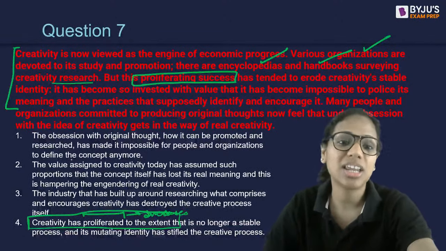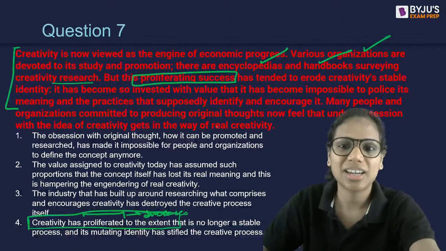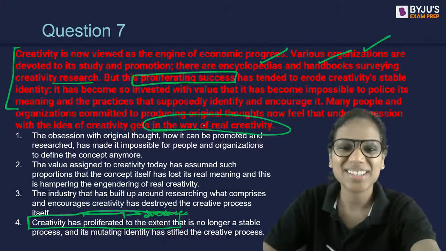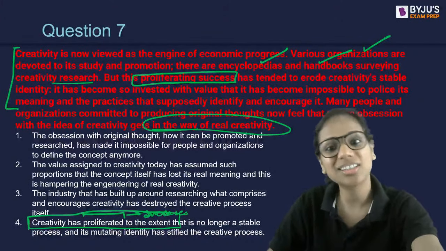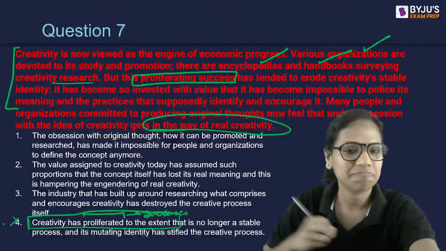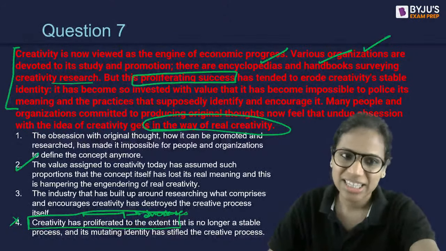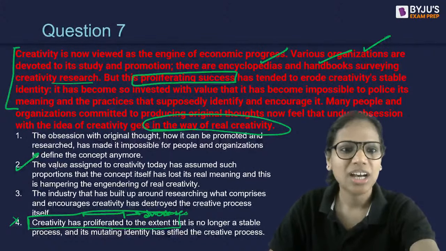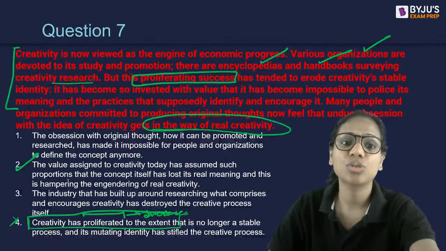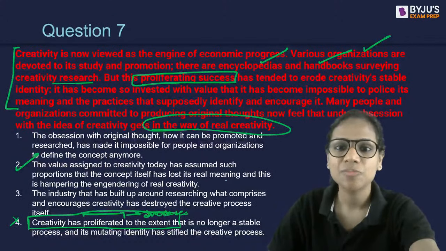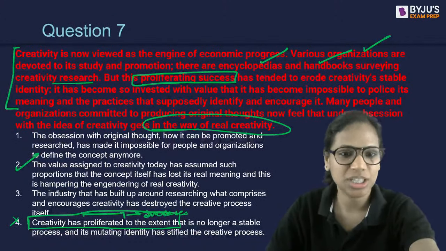So 4 is incorrect. 4 is going against the paragraph. The paragraph is saying ki isme problem aa rahi hai hame. It's being hampered. Whereas this is saying that creativity has increased to such an extent. No. So, option 2, yes, that is the answer. Good. The value assigned to creativity today has assumed such proportions that the concept itself has lost its real meaning and this is hampering.